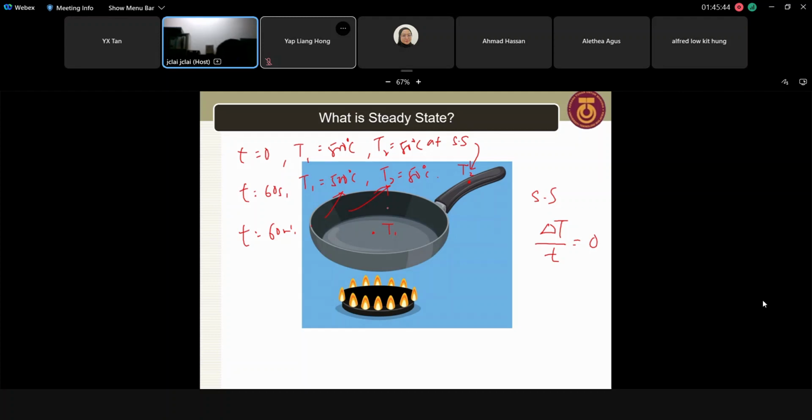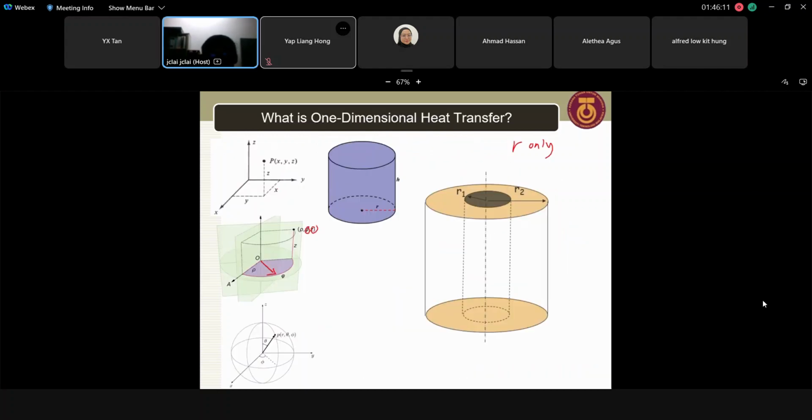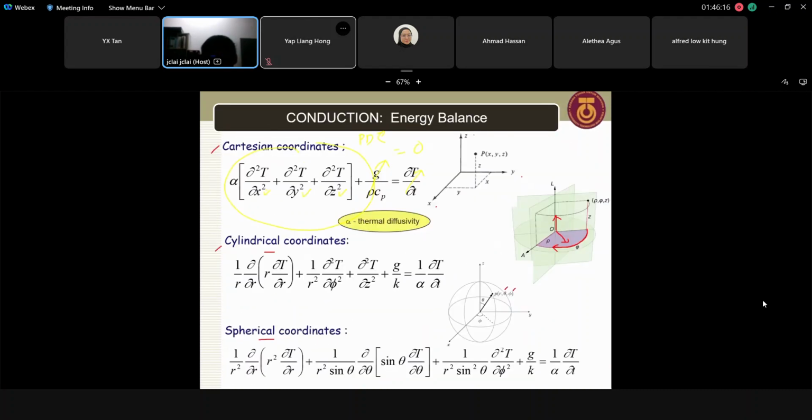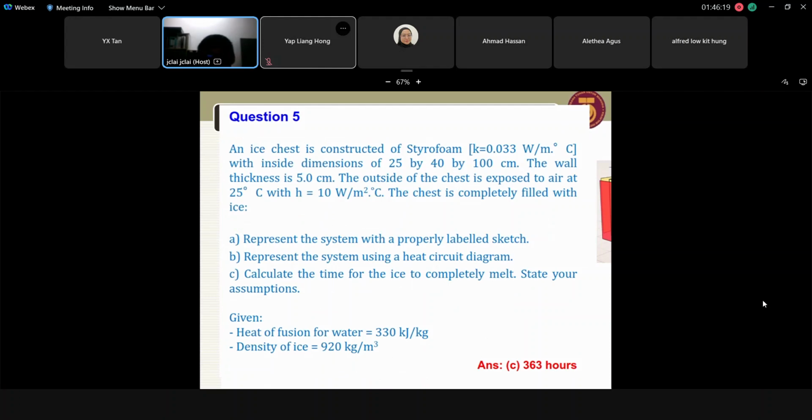Steady state means, for our case, one of the aspects by which we see it is no change of temperature over time. And of course, what you said just now is also correct: how much heat in equals how much heat out. Thank you. Now I want to come back here for some important things which I think I need to tell you.